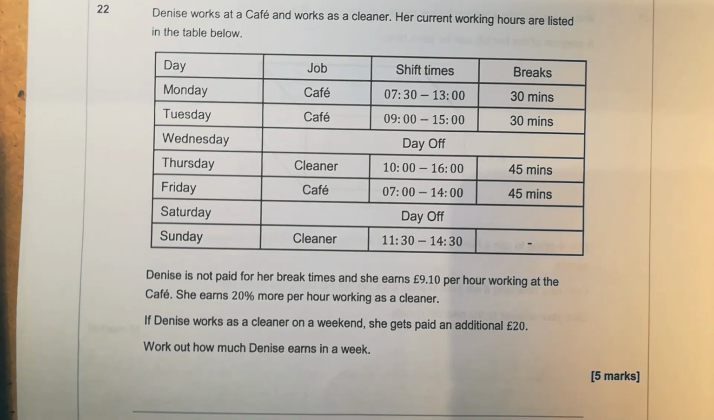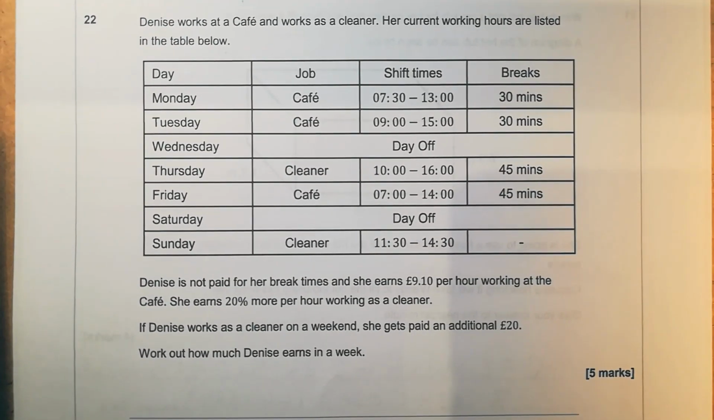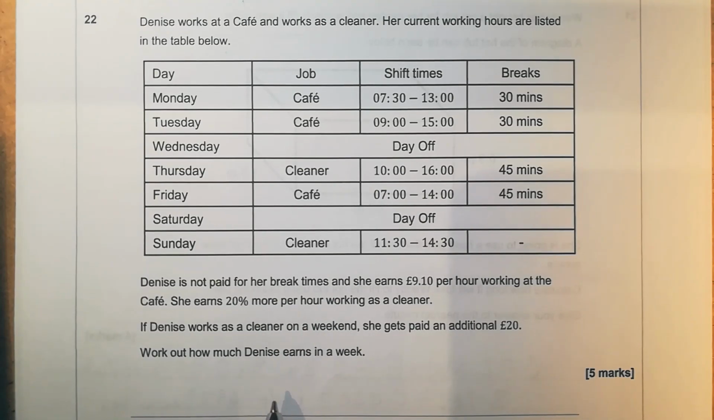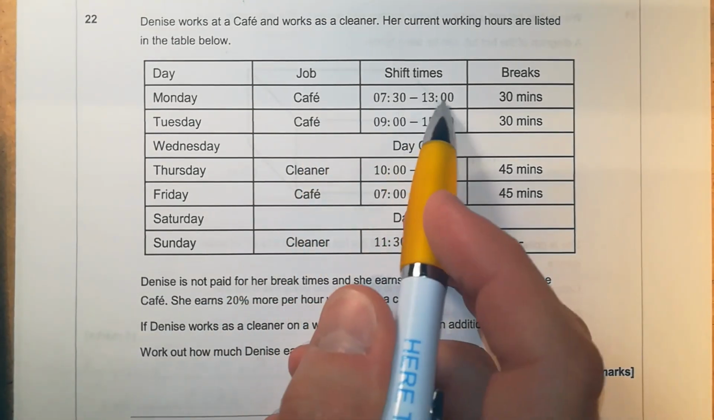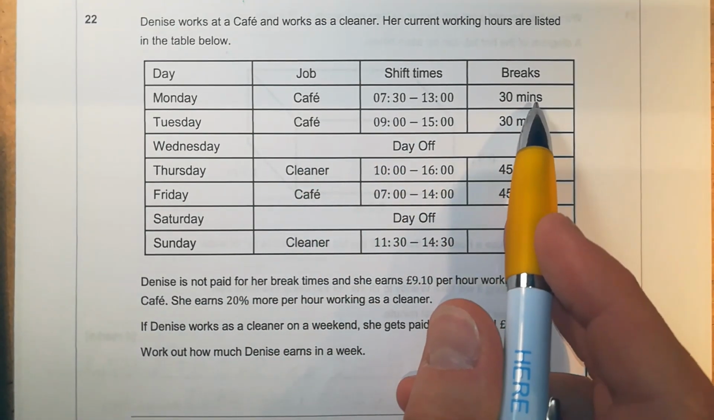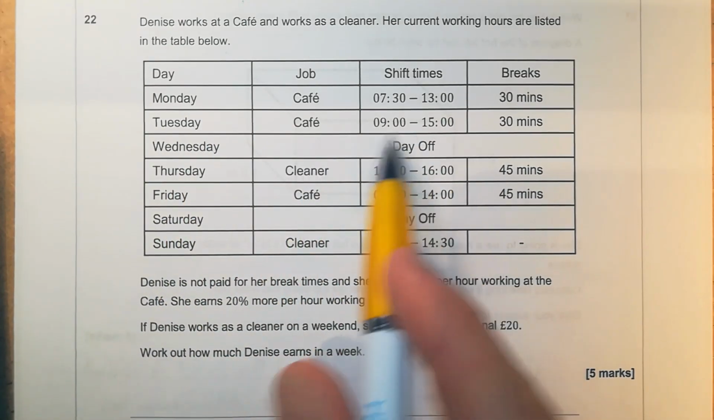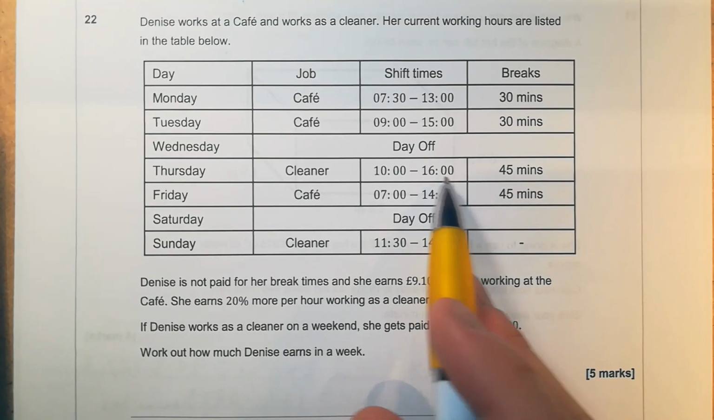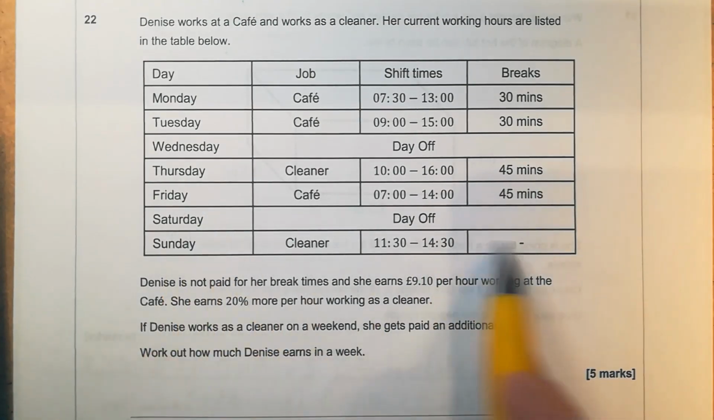And question 22. Denise works at a cafe and works as a cleaner. Her current working hours are listed in the table below. So on Monday, she works in the cafe for these hours with a 30-minute break. Tuesday, in the cafe again. Wednesday, day off. Thursday, she works as a cleaner. Different hours, different break, and so on.